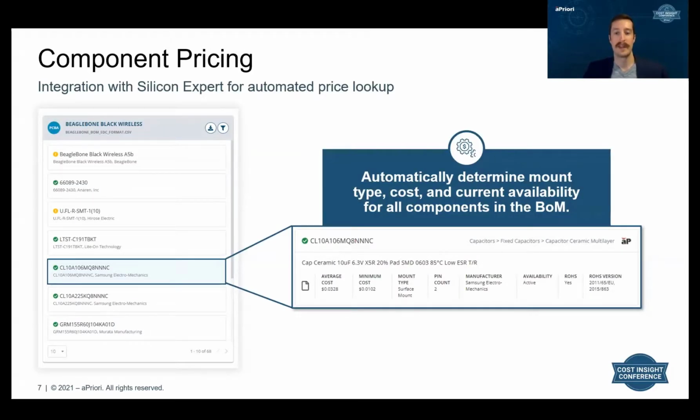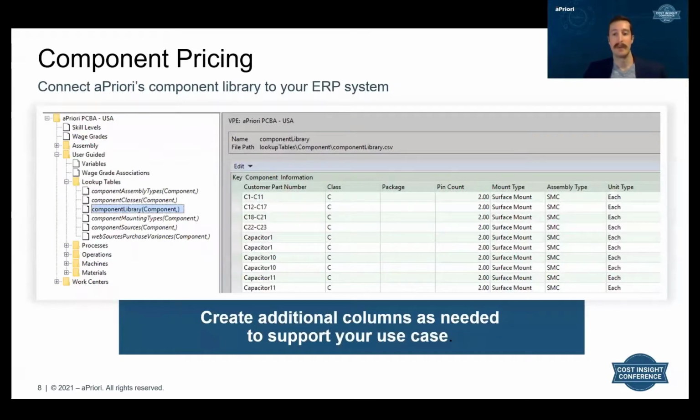aPriori partnered with Silicon Expert to offer integrated component lookup. The bill of materials is loaded into a web application called Electronics Data Collection. Each component is reviewed for price and other manufacturing information, such as mount type and availability. The other option is a component library within aPriori. If you have component information stored in an ERP system, this can be imported into the library. There are some necessary columns, but more can be added to support your use case.